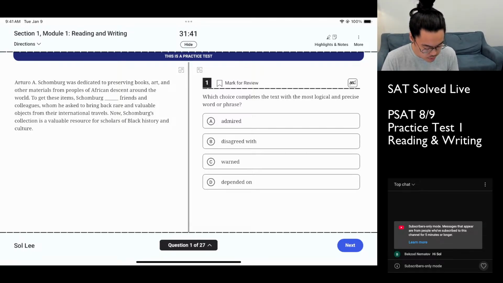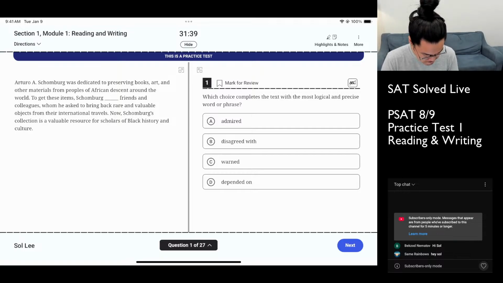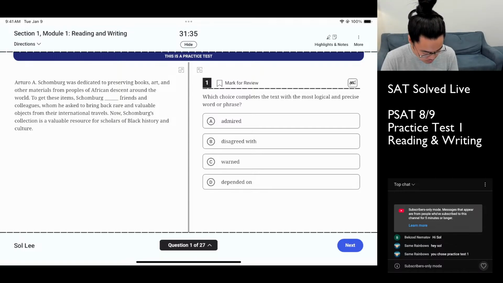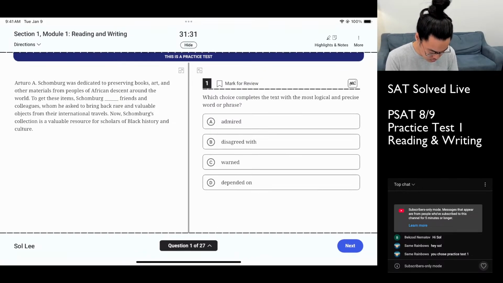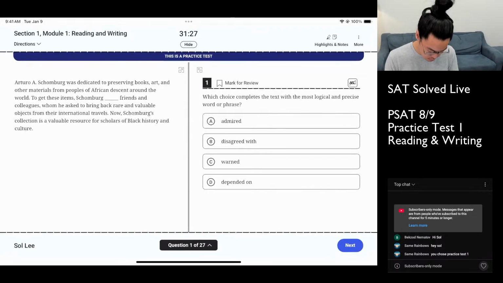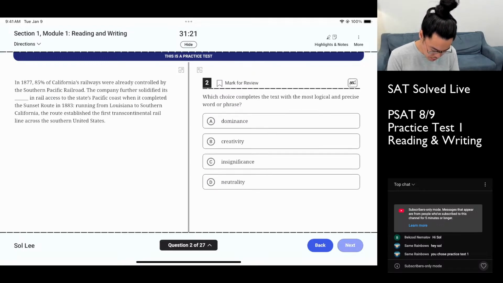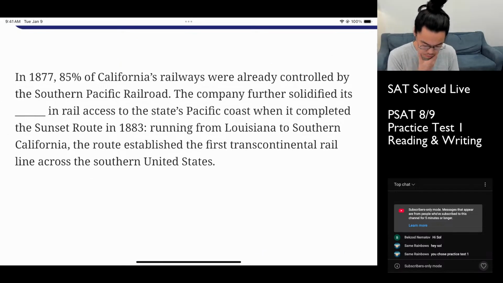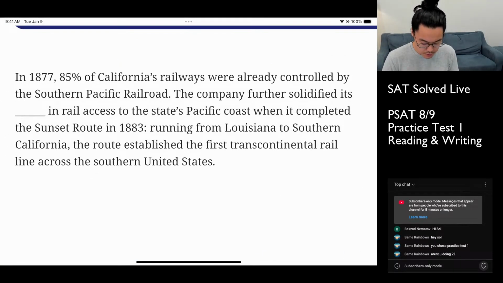Arturo Schomburg was dedicated to preserving books from people of African descent. He asked friends and colleagues... I forgot to zoom in, sorry. He asked friends and colleagues, depended on, yeah. My prediction was asked. It was not exactly a perfect prediction, but I was using my evidence from the text.